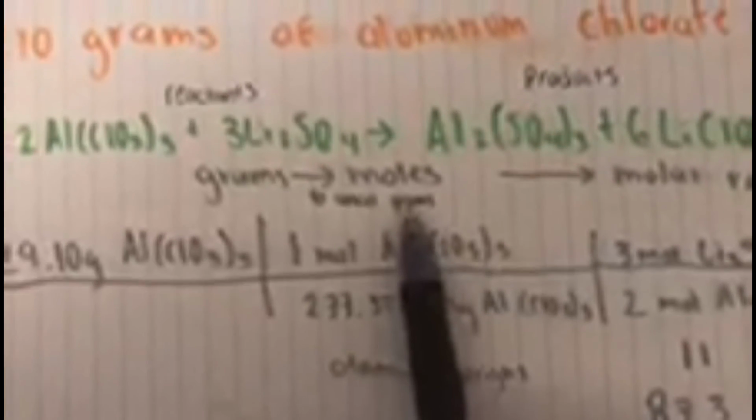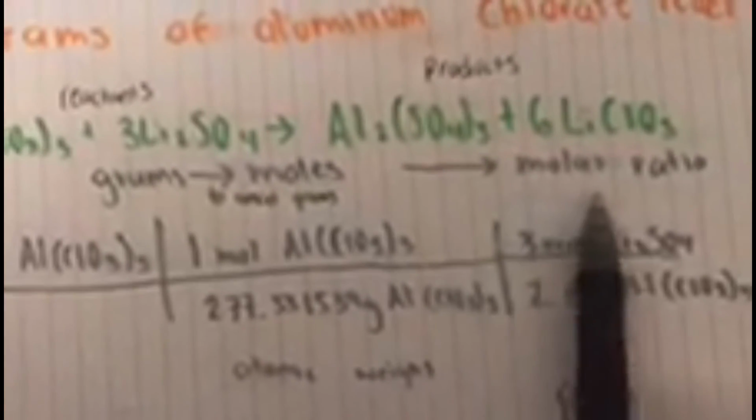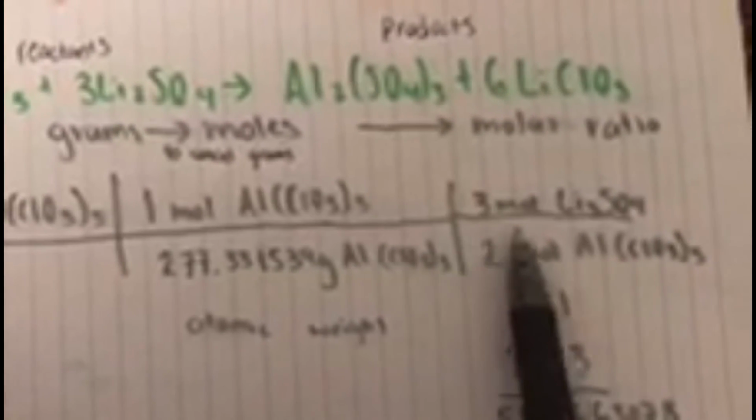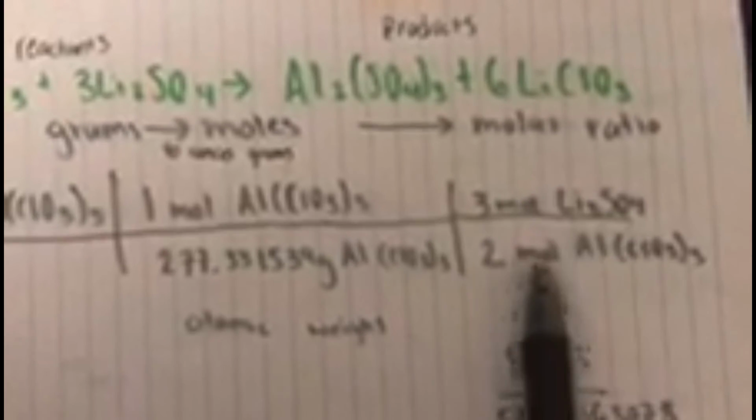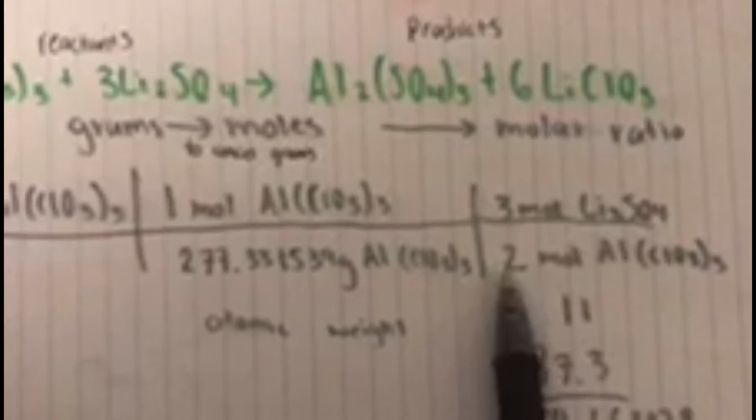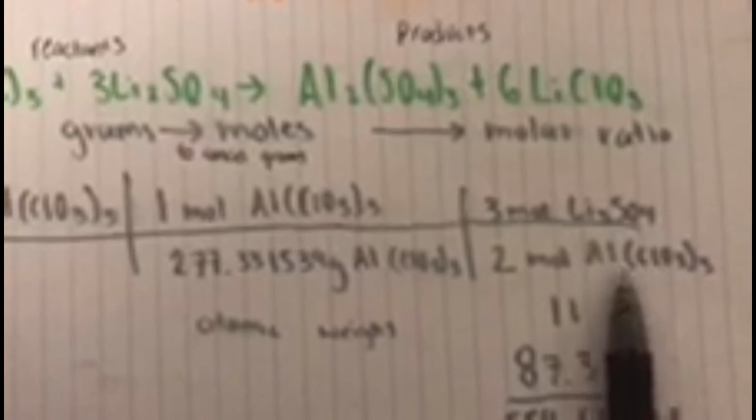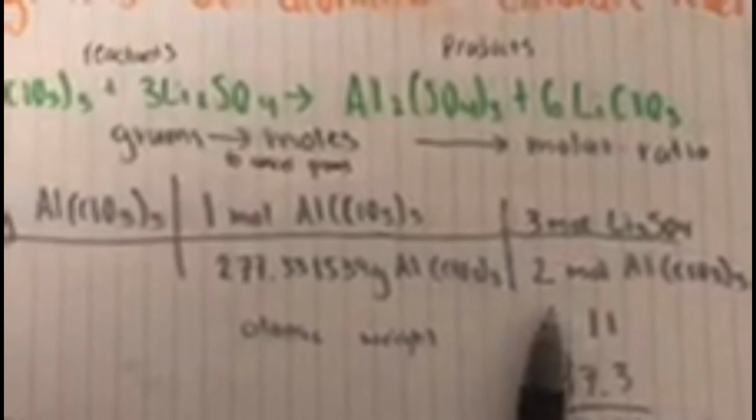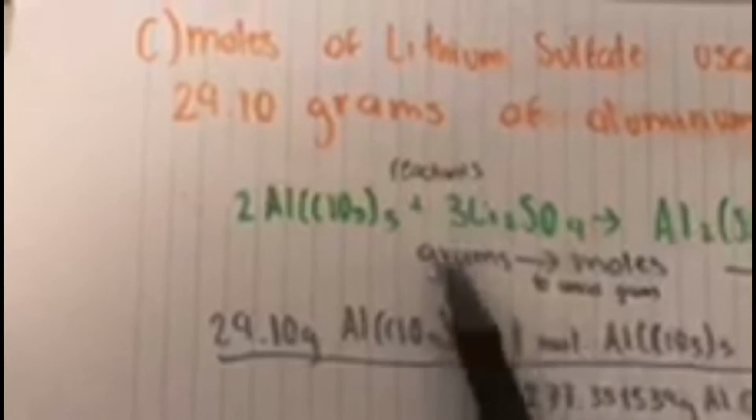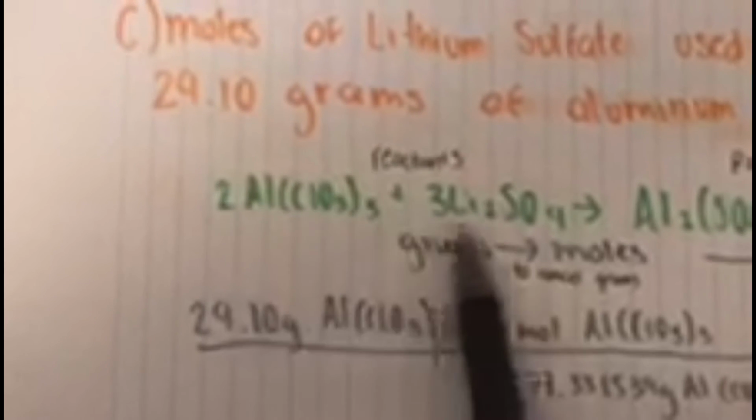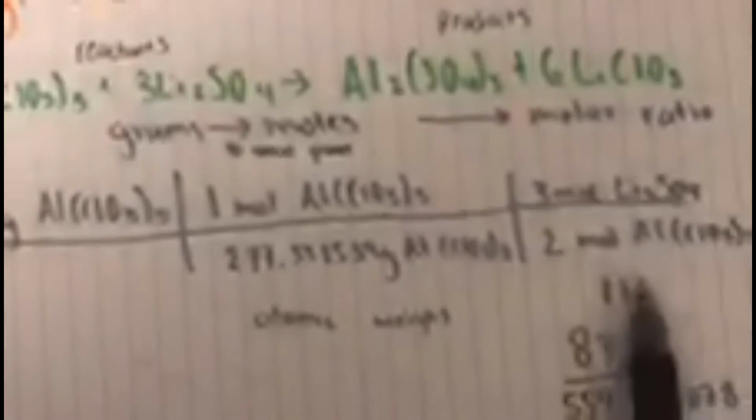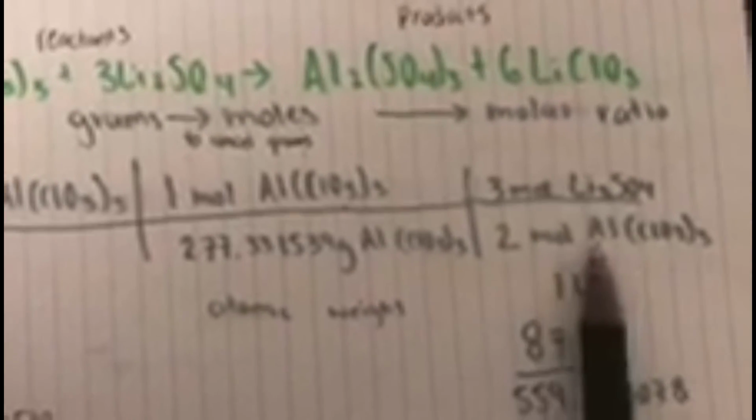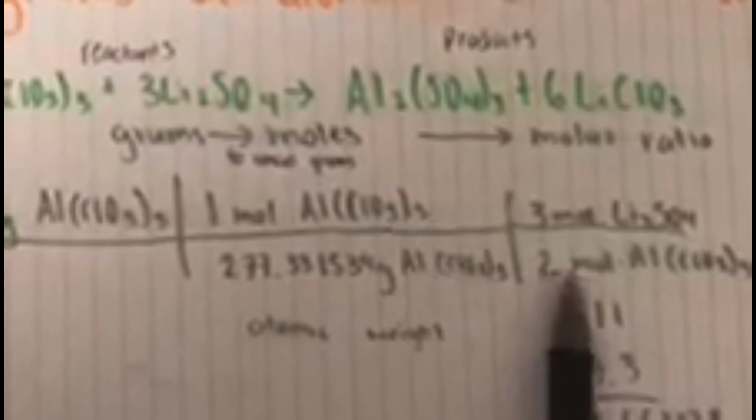So now that we have grams turned into moles and we have canceled the grams, we want to turn the moles into molar ratio. So right here we would have 3 mole lithium sulfate, and under it we will have 2 mole aluminum chloride. The reason we have the 3 and the 2 is because if we look at our reactants, we have the 3 and the 2s there also. So we're putting the aluminum chloride specifically down here so that we could cancel these.